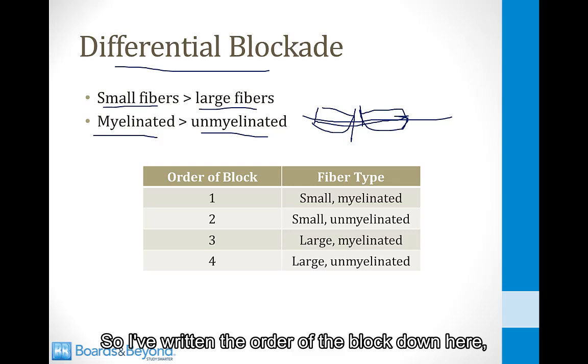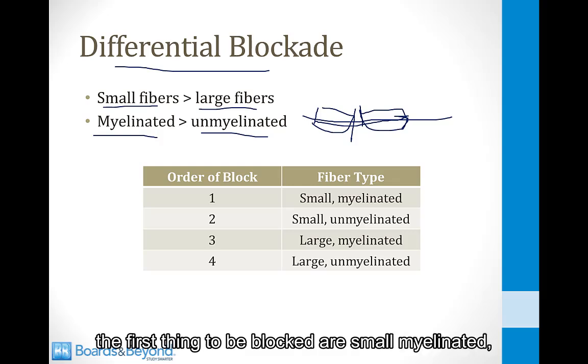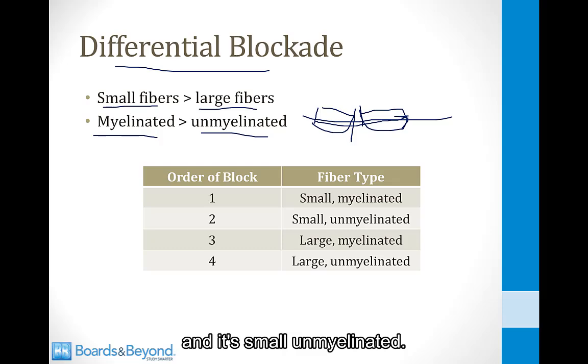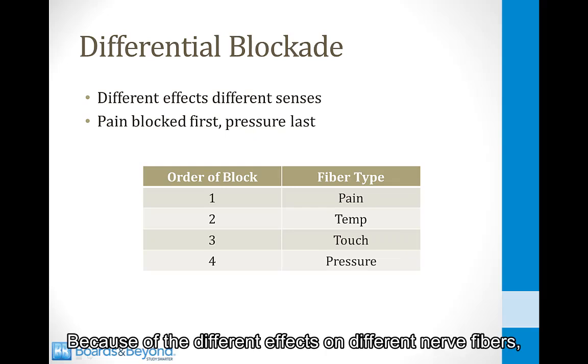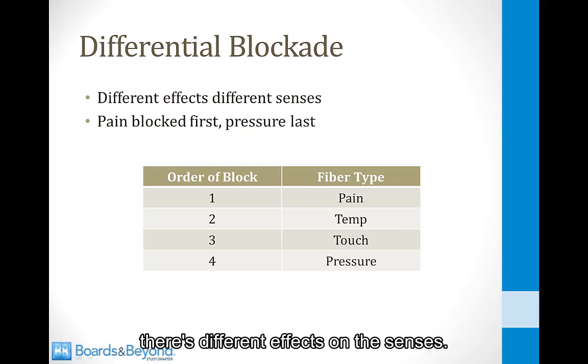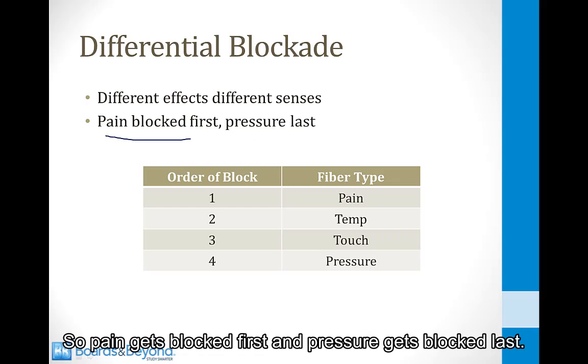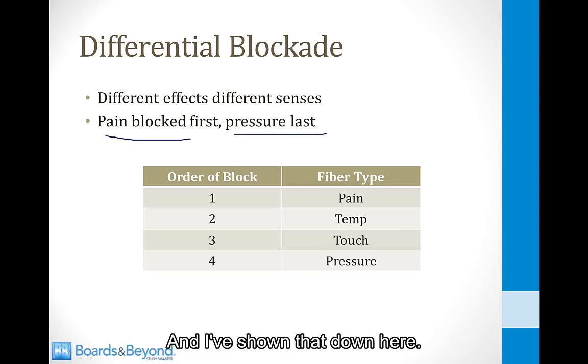So I've written the order of the block down here. The first things to be blocked are small myelinated fibers, and then small unmyelinated, then large myelinated, and then large unmyelinated. Because of the different effects on different nerve fibers, there are different effects on the senses. So pain gets blocked first and pressure gets blocked last, and I've shown that down here.